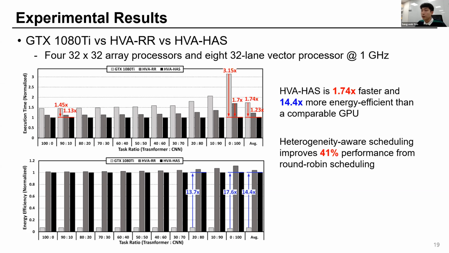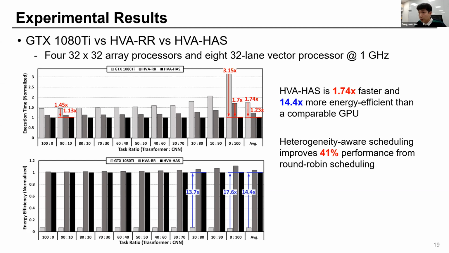On average, HVA with HAS is 1.7 times faster and 14.4 times more energy efficient than a comparable GPU. HAS improved performance by 41% over round-robin scheduling.